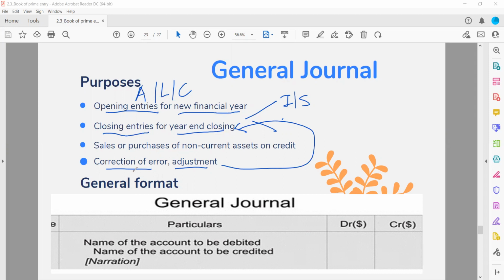Correction of errors means sometimes we make a mistake in the account. We do a debit credit adjustment in the general journal. Last, sales or purchases of non-current asset on credit. When we buy or sell non-current asset on credit, then we use the general journal for the recording.